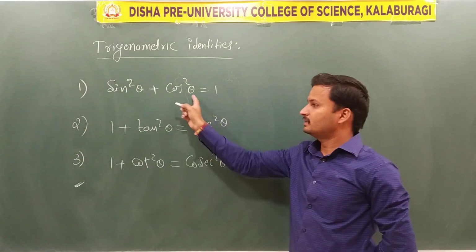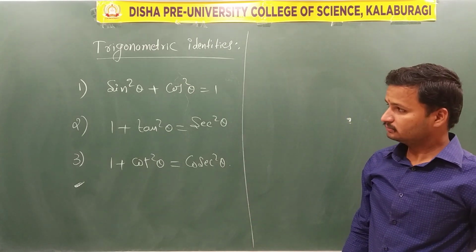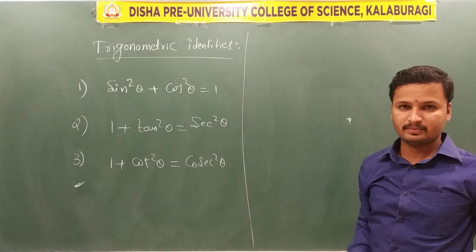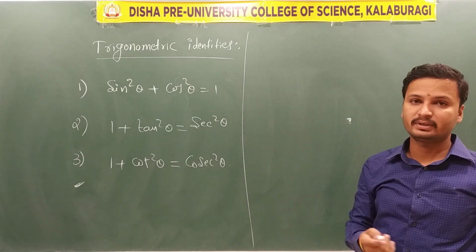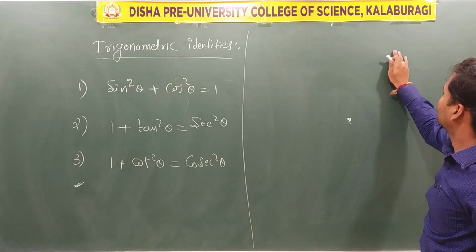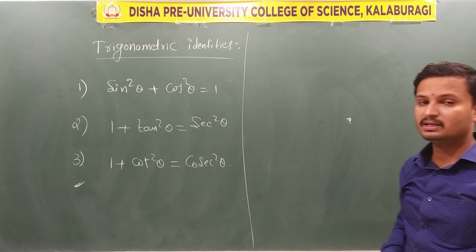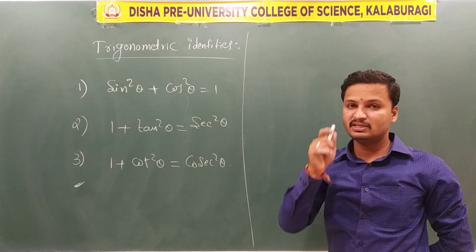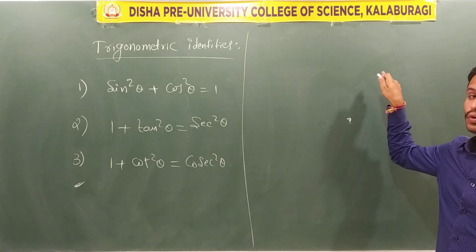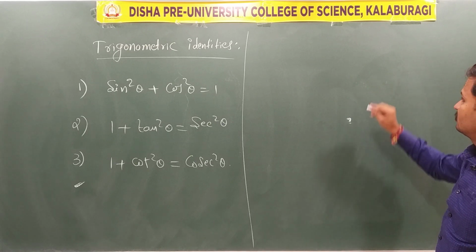So the first identity, that is sin square theta plus cos square theta is equal to 1, we'll prove. How? Okay, first I will consider a unit circle. You know, a unit circle is nothing but a circle whose radius is 1 unit, whose center is at the origin of the coordinate system.